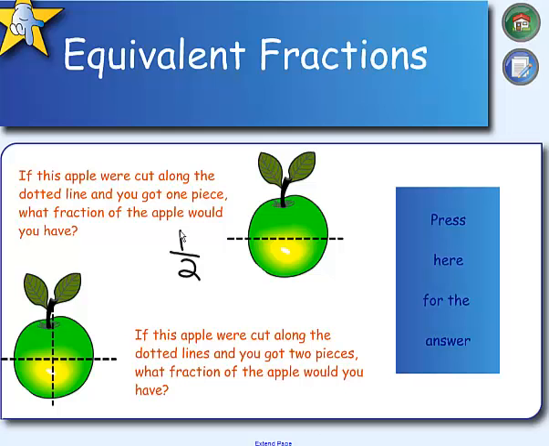You would have 1/2. If the second apple were cut along the dotted lines and you got 2 pieces, what fraction of the apple would you have? You'd have 2 out of 4 pieces, which is still 1/2. There's the 1/2 of that apple, and 2 out of 4 pieces for that apple. So equivalent fractions are the same fractions, but they have a different denominator and numerator. There is a pattern, though.